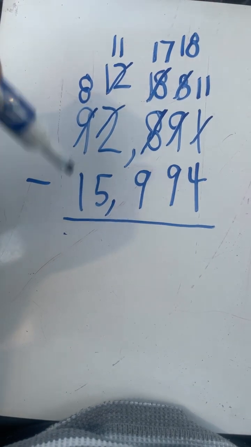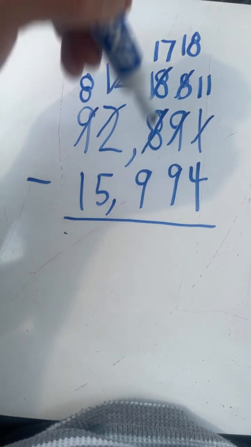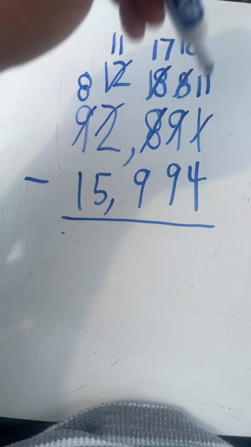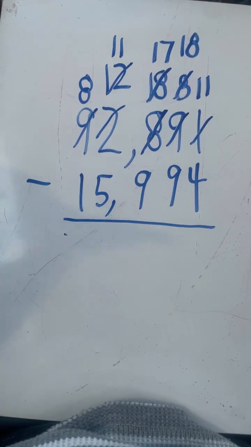8 is greater than 1, 11 is greater than 5, 17 is greater than 9, 18 is greater than 9, 11 is greater than 4. All the top digits are bigger. We are now ready to subtract.